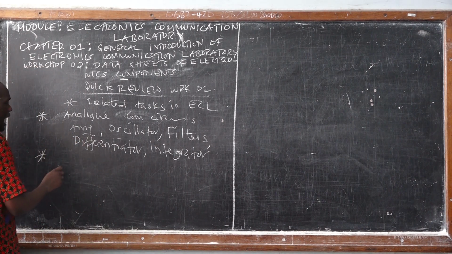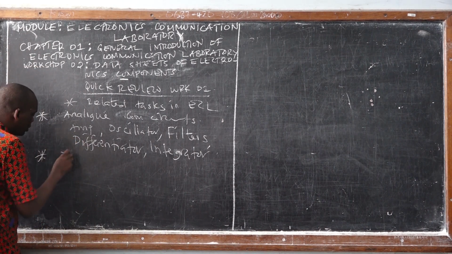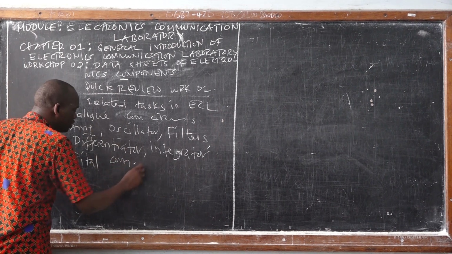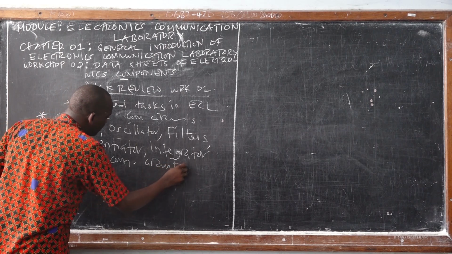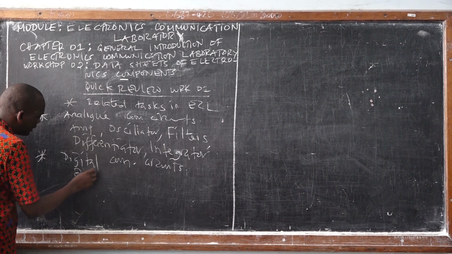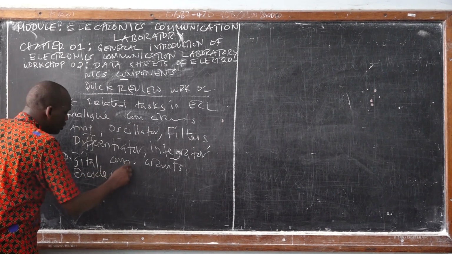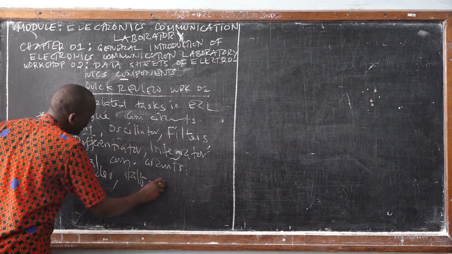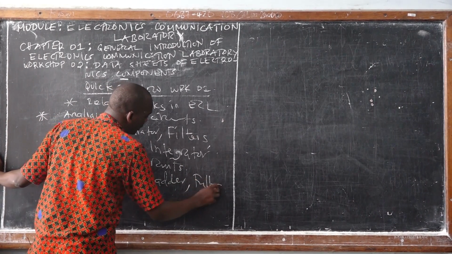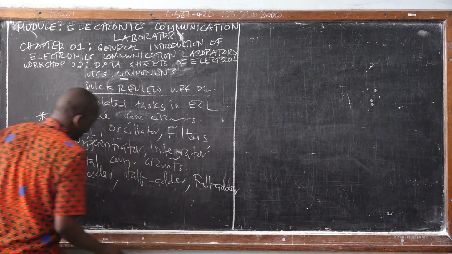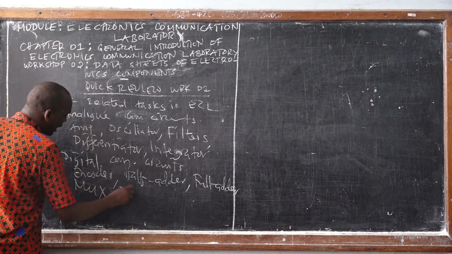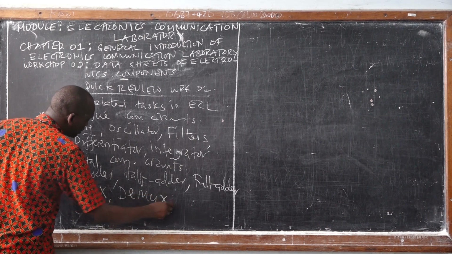Then, in constructing digital communication circuits, because these are the digital communication circuits, digital electronics circuits. So we say that you may learn how to design an encoder, a half adder, a full adder, and a multiplexer, which we call MUX.